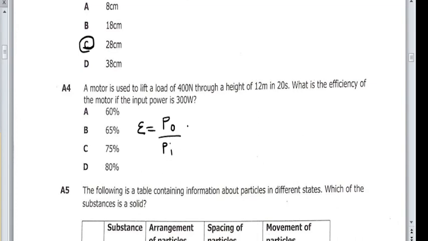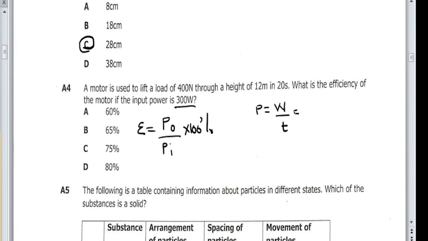So this one is actually being multiplied by 100%. So the power output over the power input multiplied by 100%. Now, here they are telling us that the input power is 300 watts. Now, do we have the power output? We don't have. Let's put it here. Power is equal to work done over time taken. Do we have work here? So we don't have work.